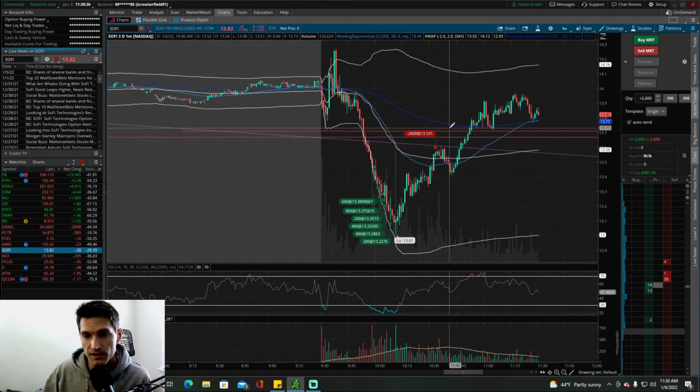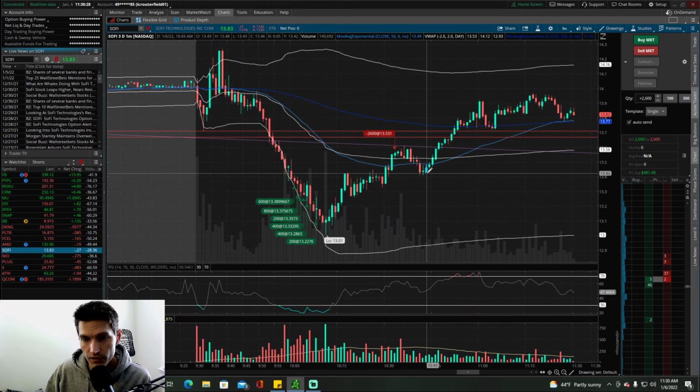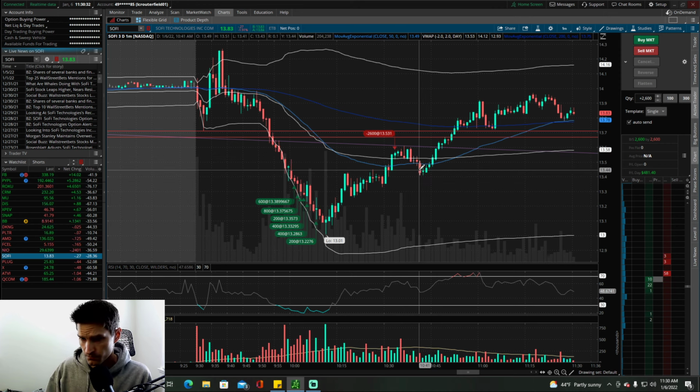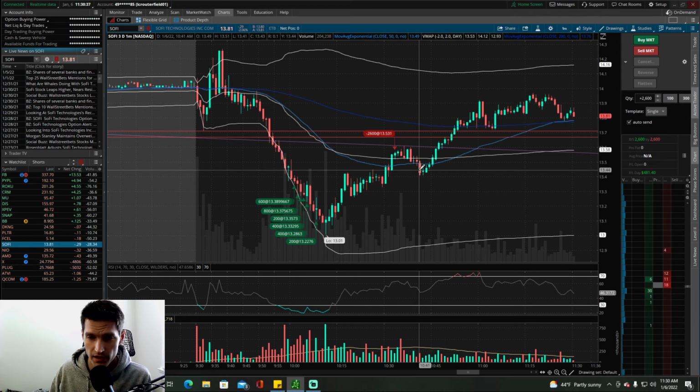And so that was the point that was the most high probability setup. You can even see here that it did cause a market reaction when it got to that zone. And so all in all, very happy with the trade today. Literally would not change a thing about it.